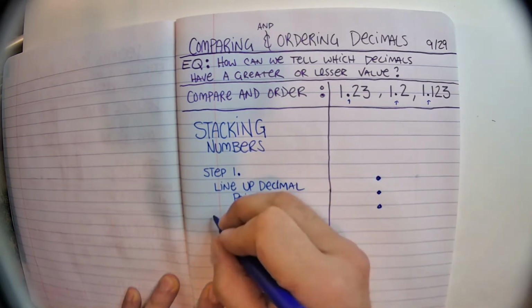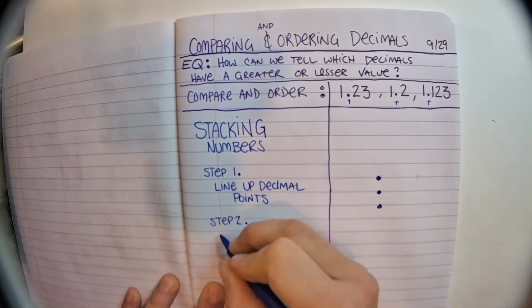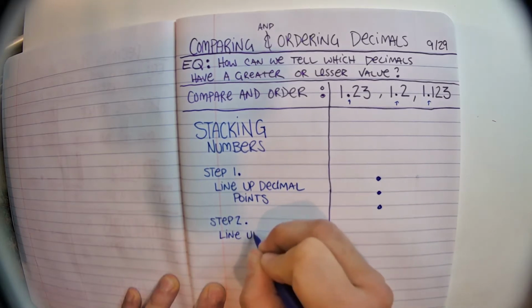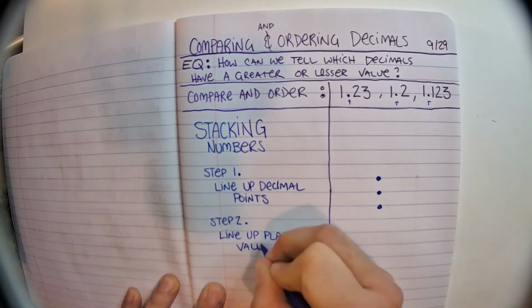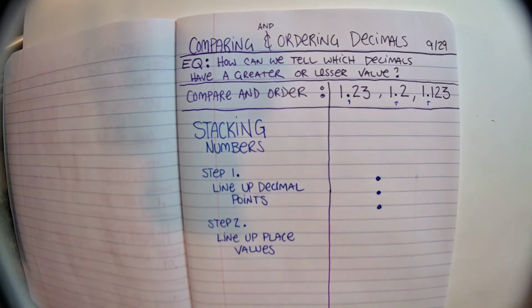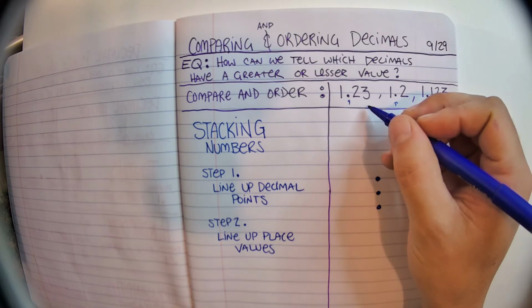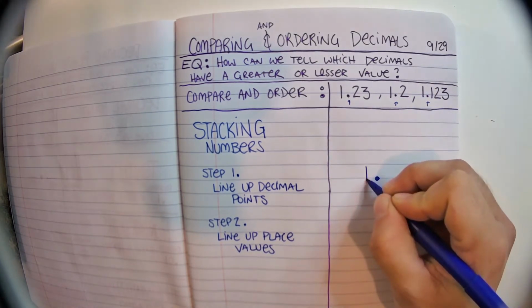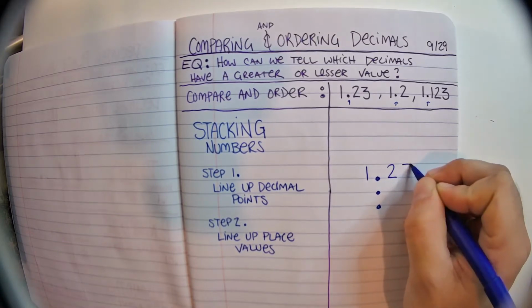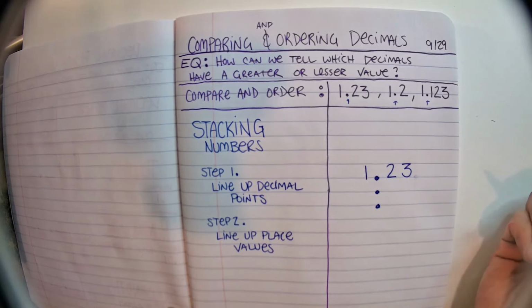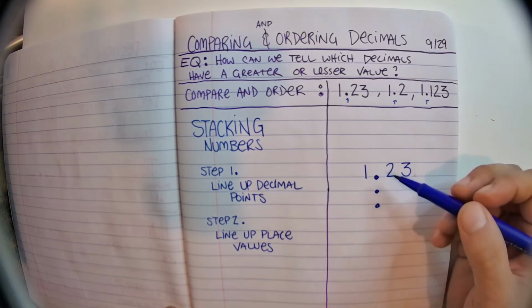So step two, line up place values. All right. So here's my step two. I'm going to line up my place values. All right. My first number is 1 and 23 hundredths. So I'm going to put the 1 to the left of the decimal point. I'm going to put a 2 in the tenths place, and I'm going to put a 3 in the hundredths place. All right. I'm going to keep my spacing so it doesn't all mush together and it's easier to see.